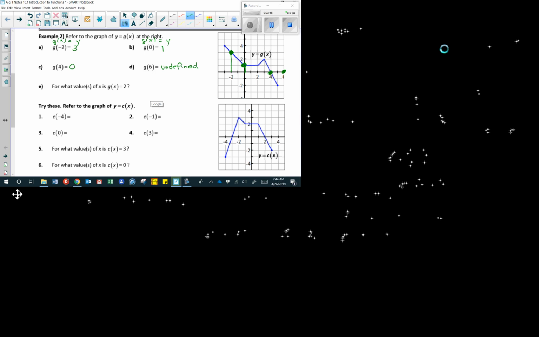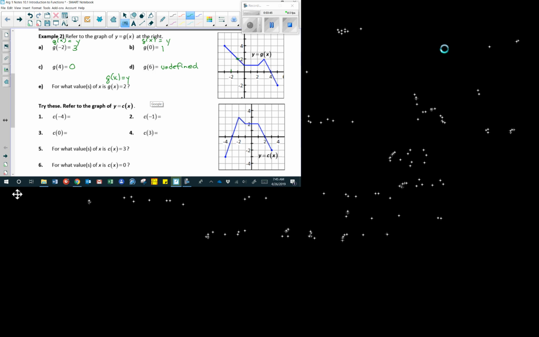In E, we are asked for what values of x is g of x equal to 2. I'm going to erase what I have on the graph. And again, we want to think of the equation being g of x is equal to y. So if we want to know for what values of x, that means we're looking for x. If g of x is equal to 2, that means that y is equal to 2.